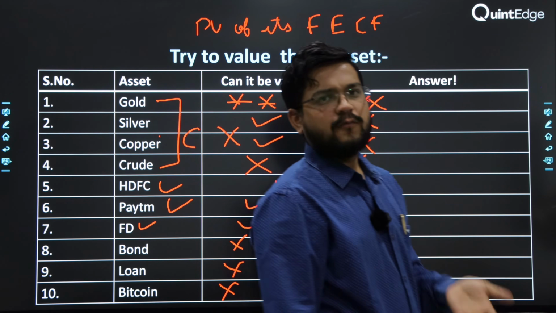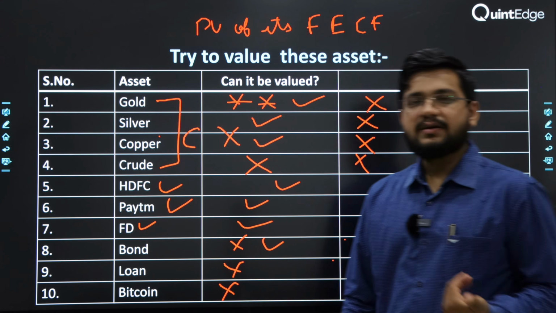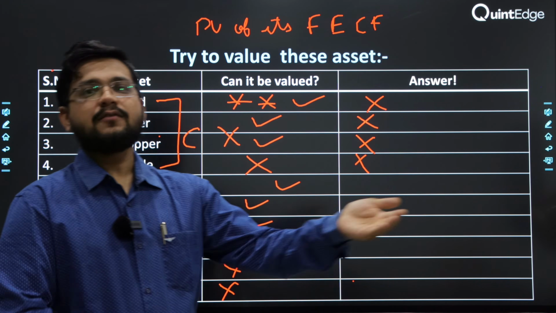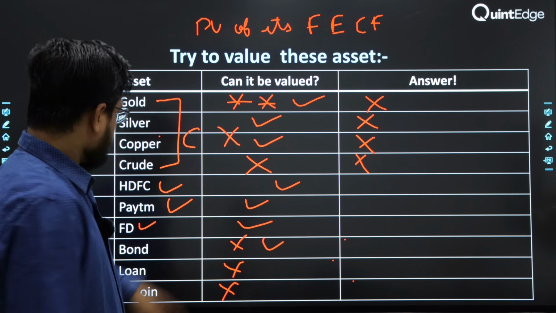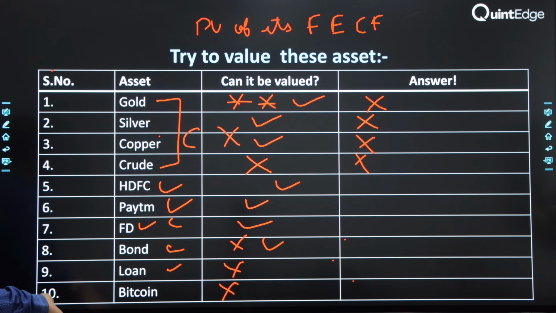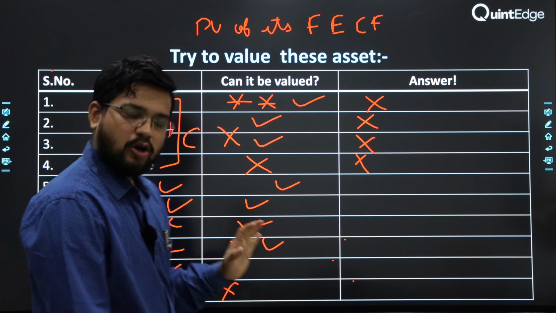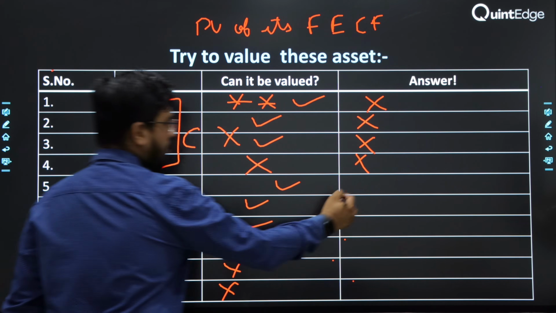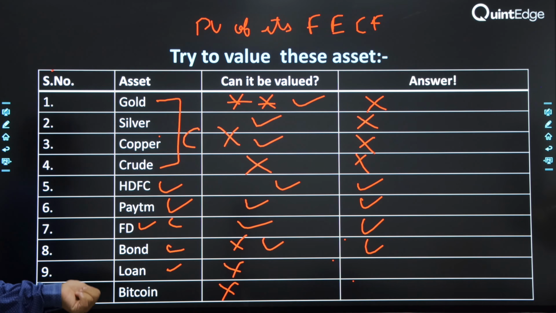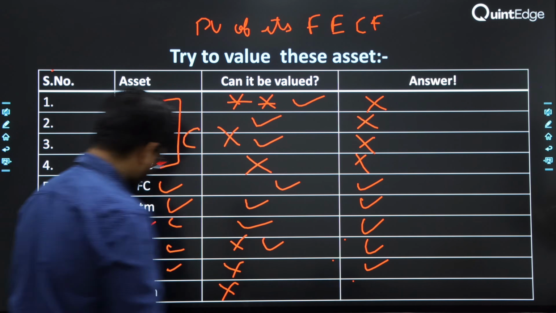Fixed deposit is a loan for the bank. When someone gives you a loan or when you take a loan, you give cash flows to the other person in the form of interest, right? So FD, bond, loans. A bond is also a loan for a corporate. So basically all of them can be valued. So yes, because these assets are expected to generate cash flow, they can be valued.